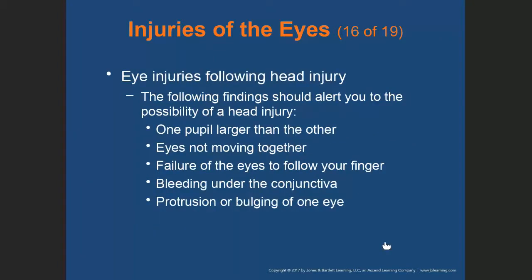The following findings should alert you to the possibility of a head injury. If there are unequal pupils, you should be thinking about a head injury. If the eyes don't move together, or if they are not able to follow your fingers, think about head injury. If there's bleeding under the conjunctiva or there is protrusion or bulging of one eye, then you should be thinking about a head injury being present.